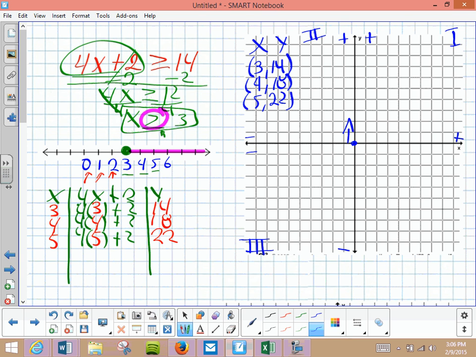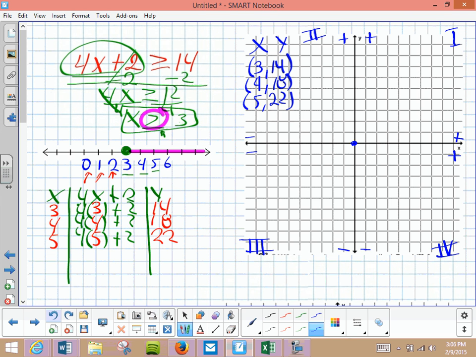Are you following? Yes, sir. Good. Now, this fourth quadrant is also the same way. This is negative, and the x is positive. So we have a combination of both there too.